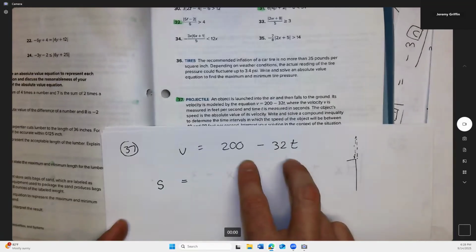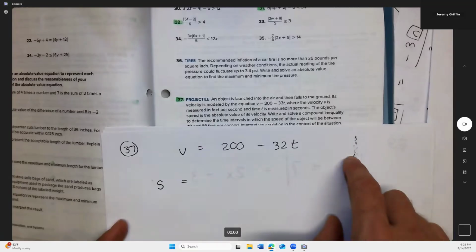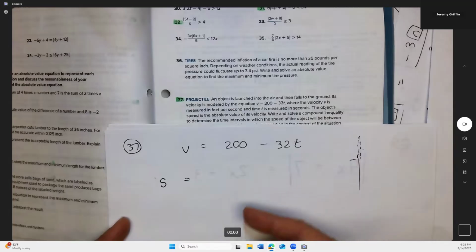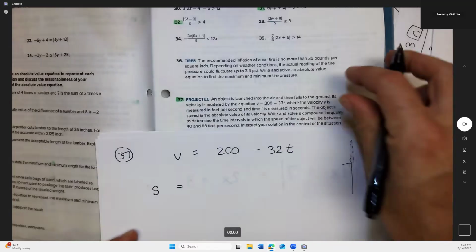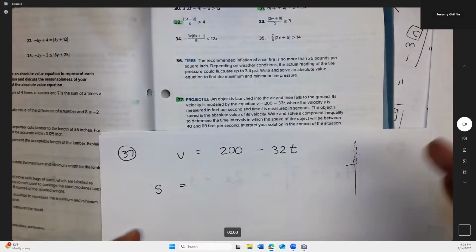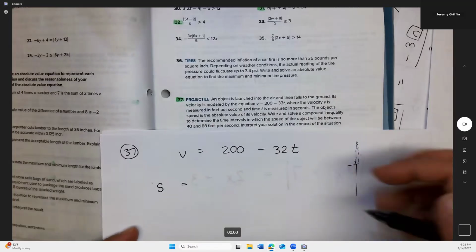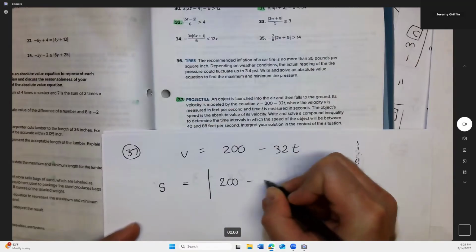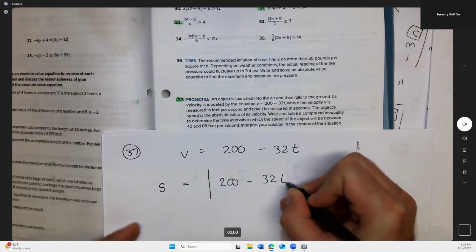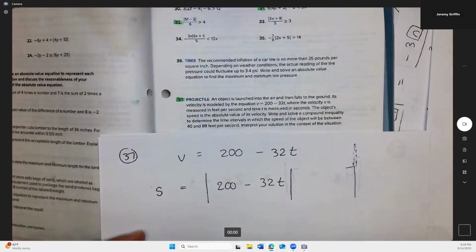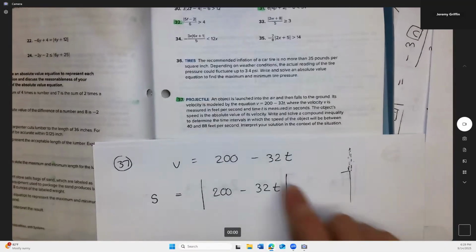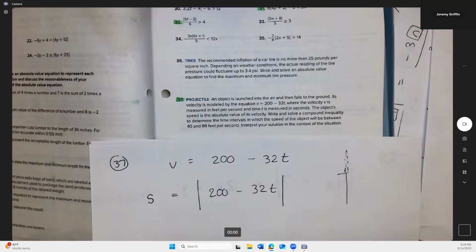See, like here with velocity, if you threw an object straight up and it's moving up versus if it's coming back down, there'll be two different directions. You can interpret that as a positive or a minus. The reason this is actually a really good example for absolute value is that the speed is just the positive value. You don't really care if it's going up or down. So just the absolute value of 200 minus 32t, like that. And we're looking for the times that it's between these two particular speeds.